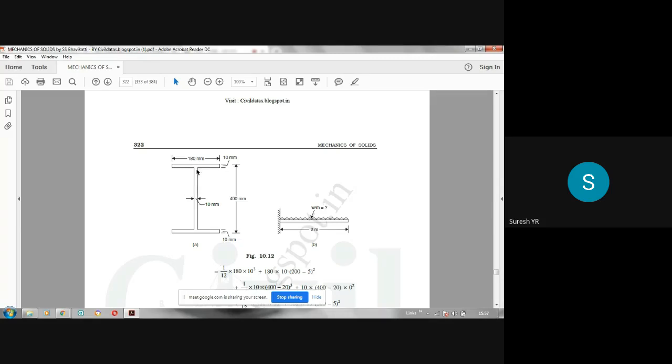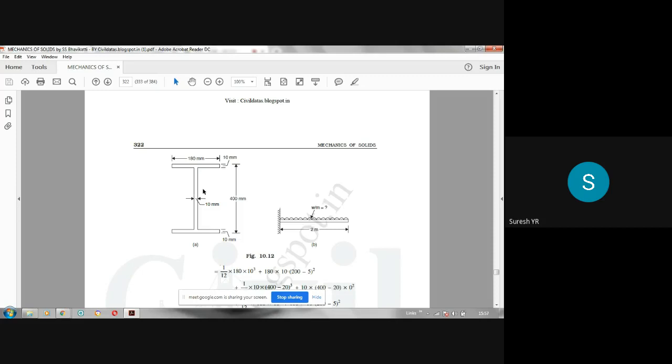Smaller rectangle means not this one. You have to take 10 mm, you have to deduct. Out of 180, if you deduct 10 mm, it will be 170. So 170 will be there. And here, out of this 400, you have to deduct 10 and 10, 20. That becomes 380.